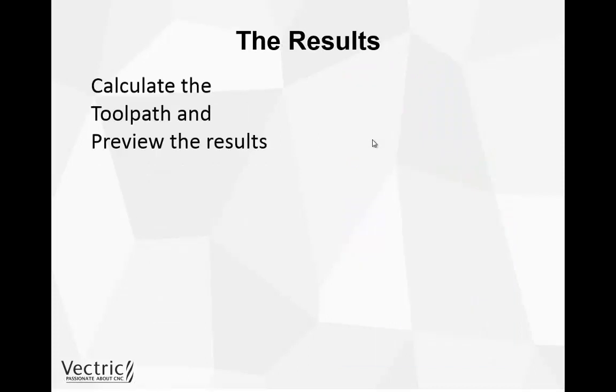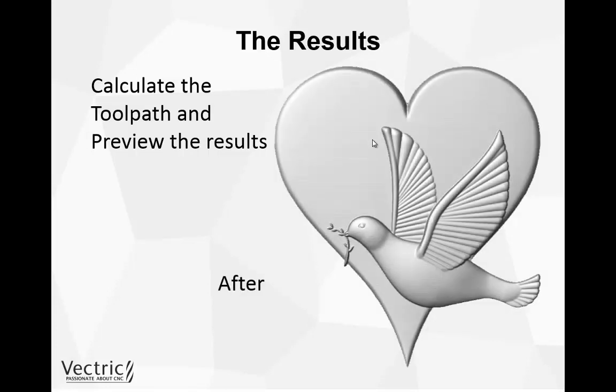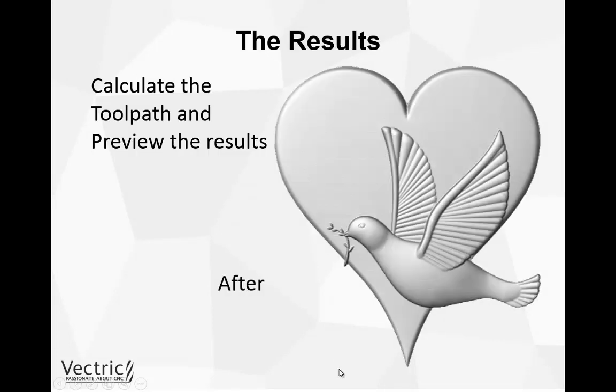The results. So when we calculate the toolpath and preview the results, we should go from having a model that looked like this to one when we've actually rest machined it to looking like this. So I'll just show you that again. So this is before, and after we've run the rest machine toolpath, we should see that all these areas around the dove and in the wings, they should all clear up, like so.